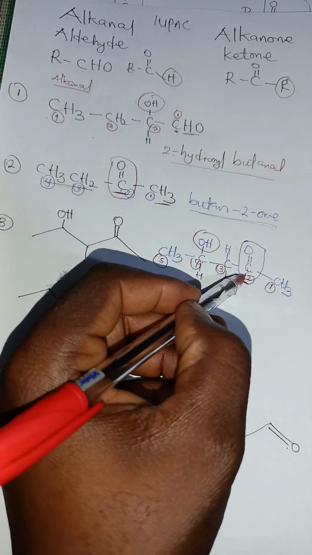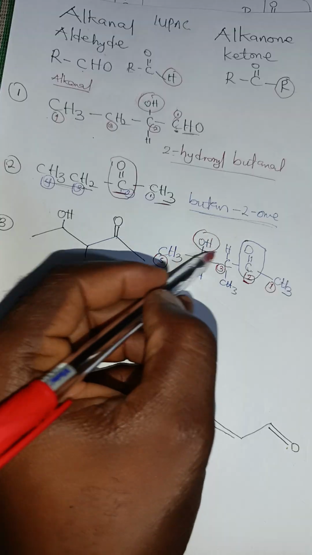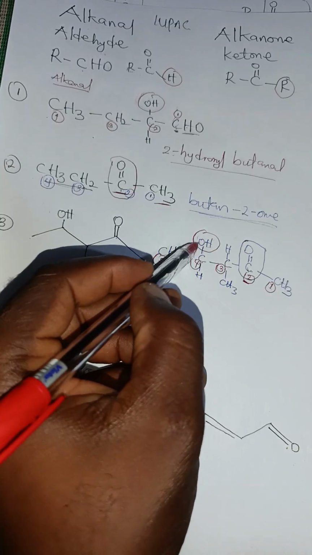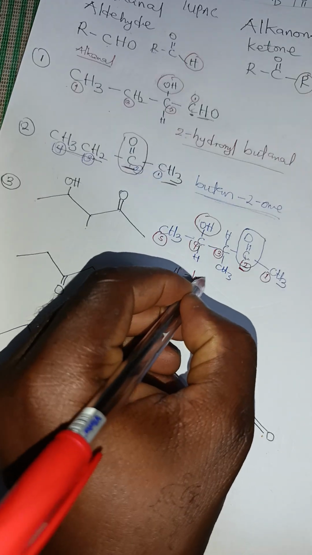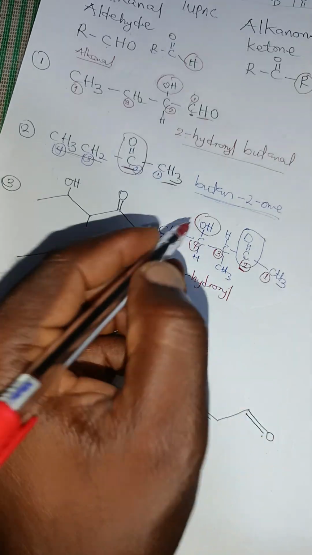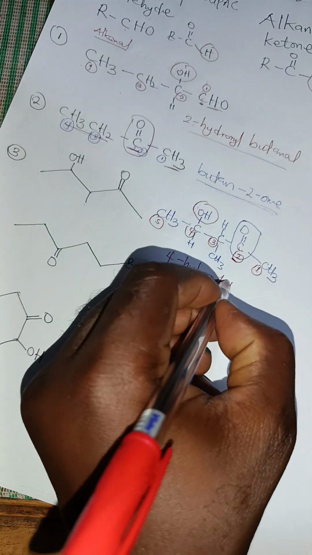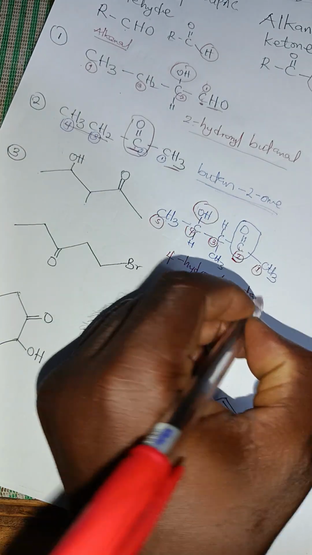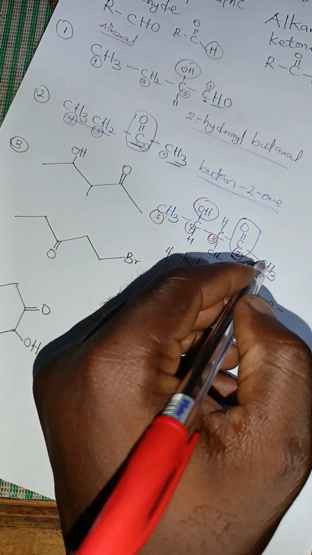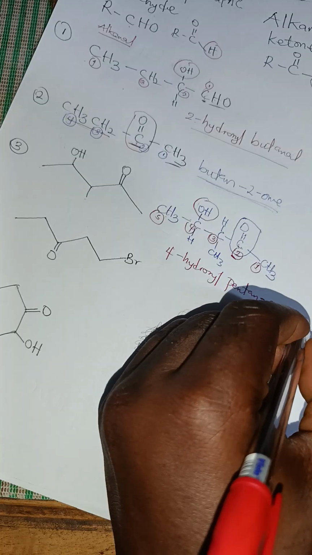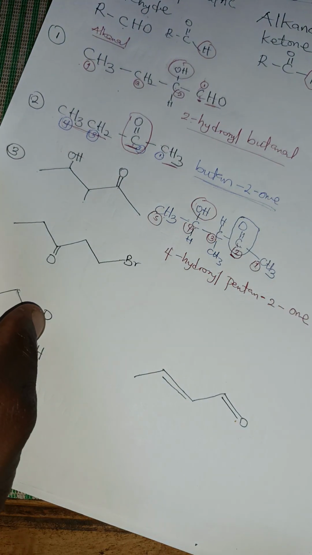So 1, 2, 3, 4. So here, alcohol does not have the priority. So our OH becomes hydroxyl. So I'll say 4 hydroxyl. 1, 2, 3, 4, 5. Pentan. 1, 2. Ones. 1, 2. This guy is in position number 2. I think that is clear.